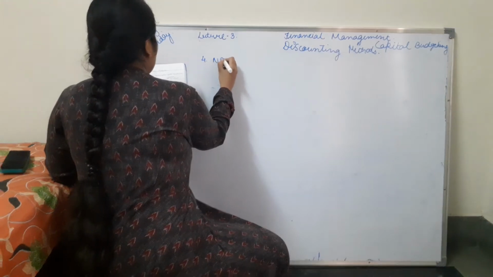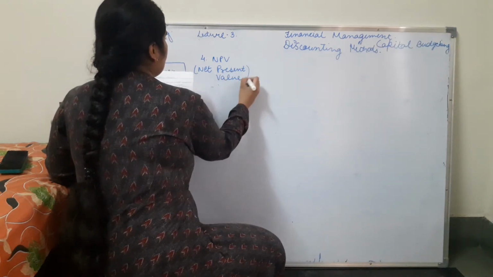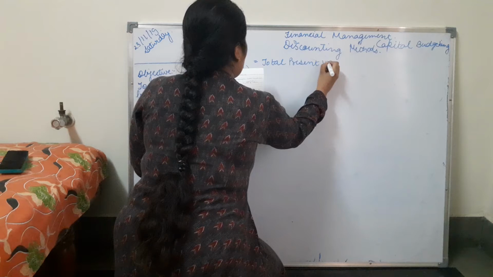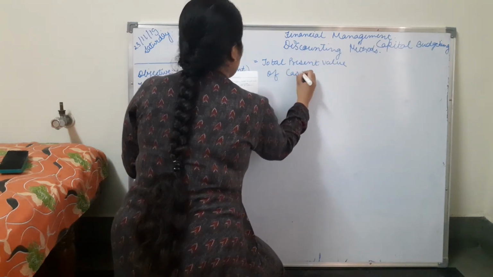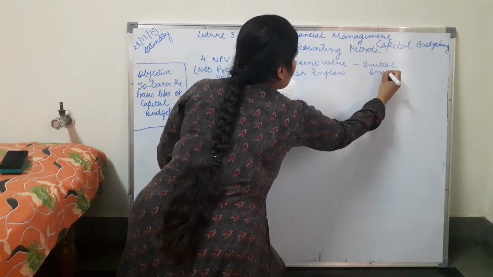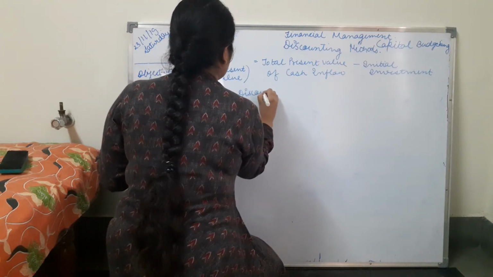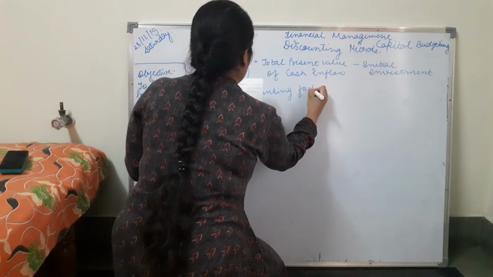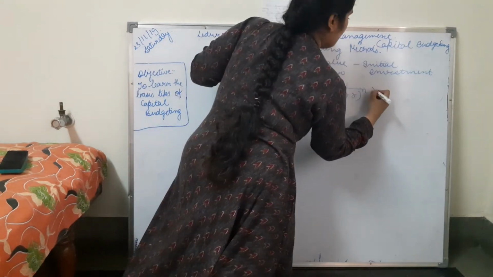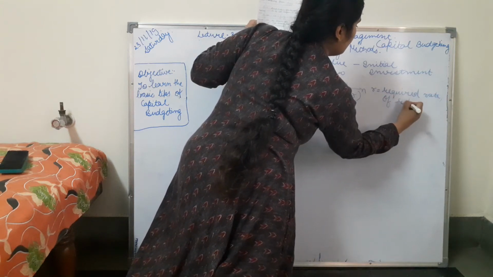So fourth is NPV, net present value, which is equal to total present value of cash inflow minus initial investment. Discounting factor is equal to 1 upon (1 plus R) to the power N, where R equals the required rate of return.